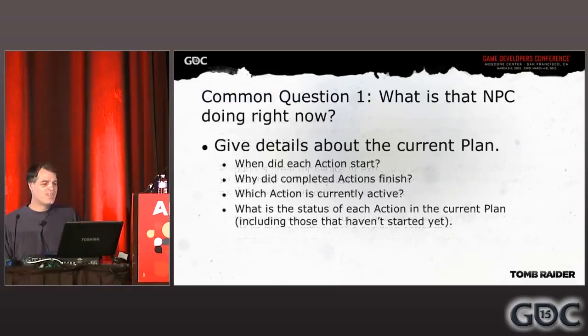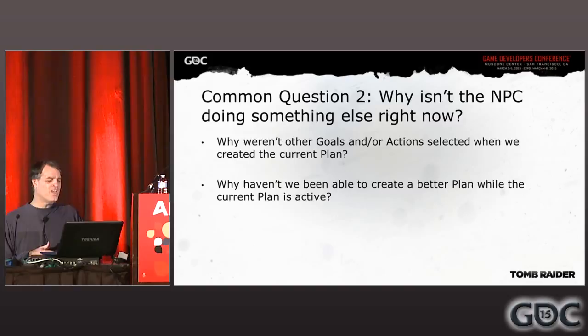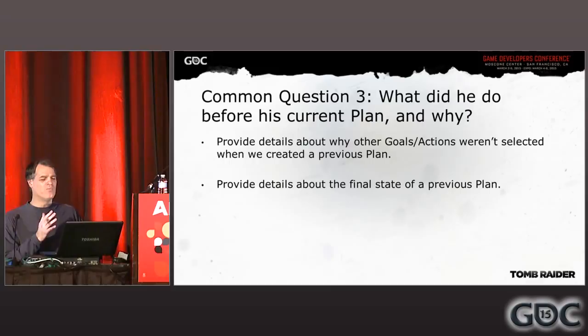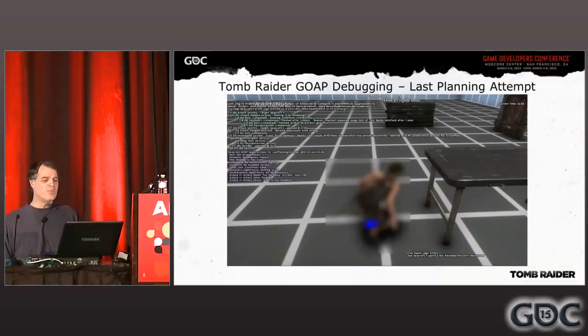So some of the common questions designers have while they're looking at the game is what is he doing right now and in his plan, what are the actions that it consists of, which action is he on, this kind of thing. They also want to know, well, why isn't he doing something else right now? Why haven't we been able to find something better to do since this plan started? Then finally, before he did what he's doing, maybe 30 seconds ago, he did something back then and I don't understand why he did it. So I have to provide on-screen debugging for all this kind of thing.